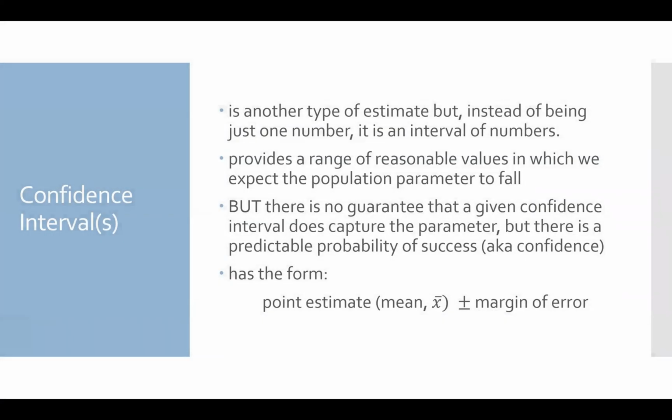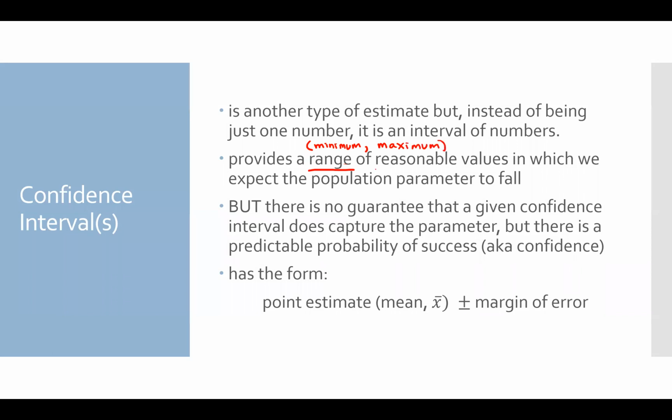Okay, so a confidence interval is, again, that different type of estimate. But instead of being just a single individual value, it's going to be an interval or a group of numbers. And it gives us a range. So in terms of a range, it's going to give you a minimum. What could the possible minimum value be? And then what could the possible maximum value be?